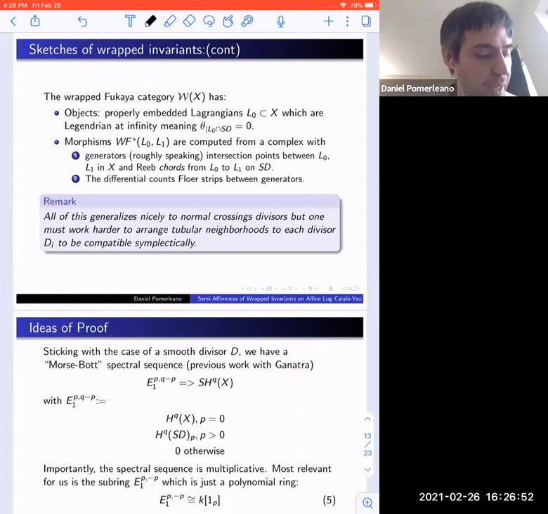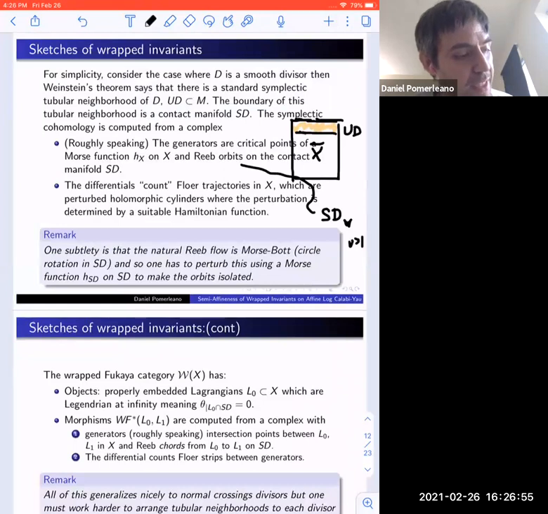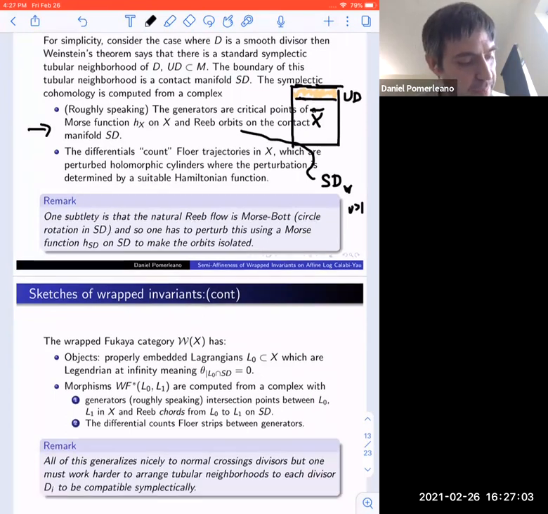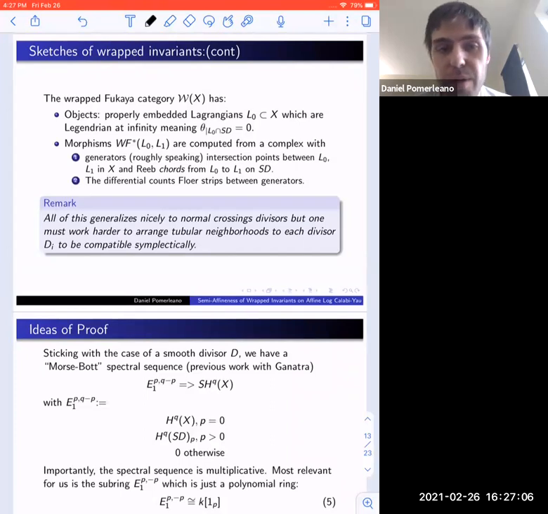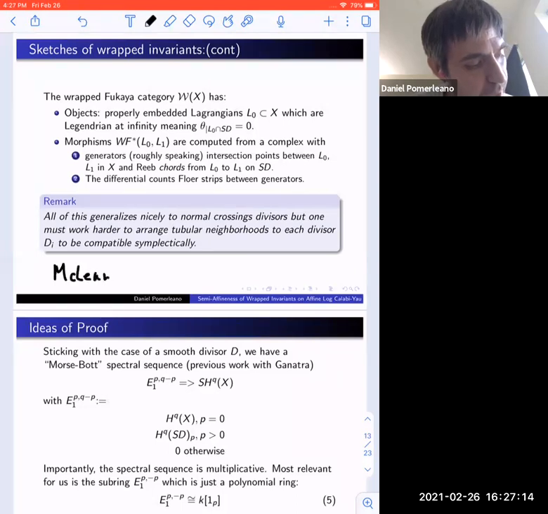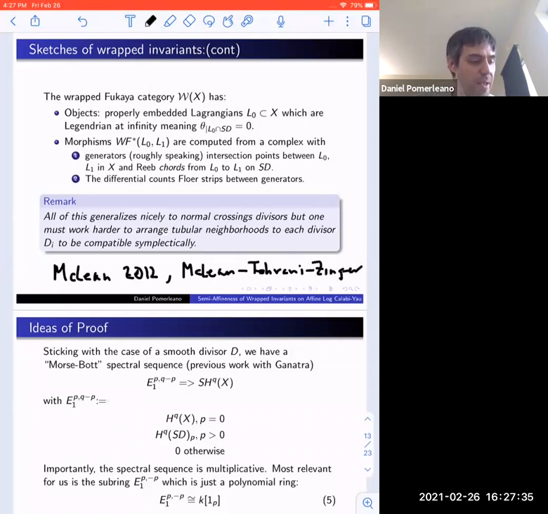So here, for example, when I gave this classification of the Reeb orbits, if you want to do a similar thing when there are multiple divisors, you need to have some sort of compatibility between your tubular neighborhoods, and that compatibility has been described by Mark McLean in a paper from 2012, and then further worked out by McLean, Tehrani, and Zinger. But anyways, I'm mostly going to describe the ideas in the single divisor case because that's the most intuitive.